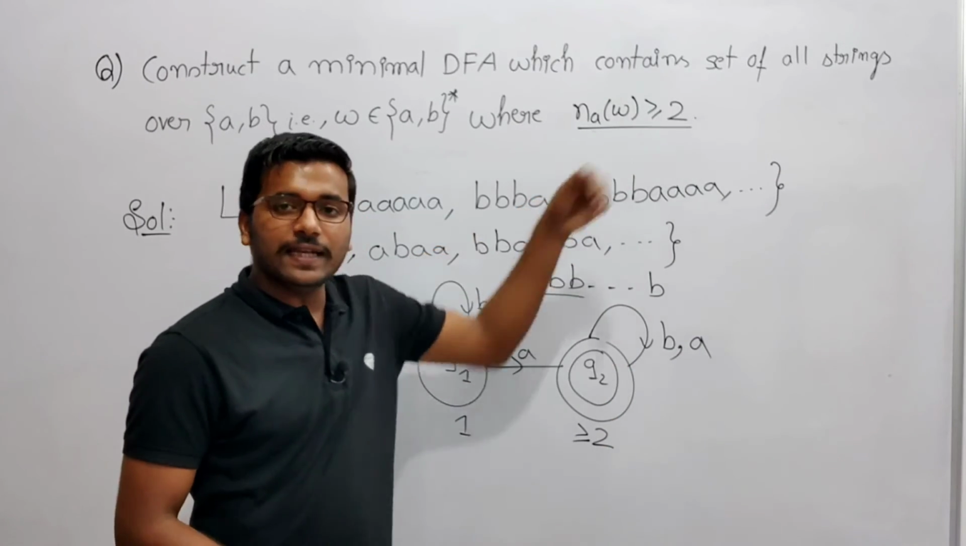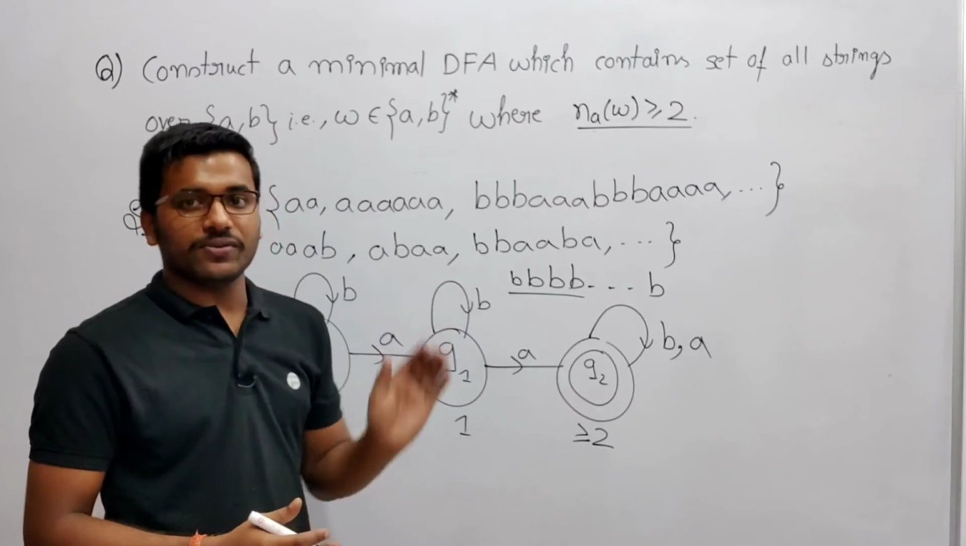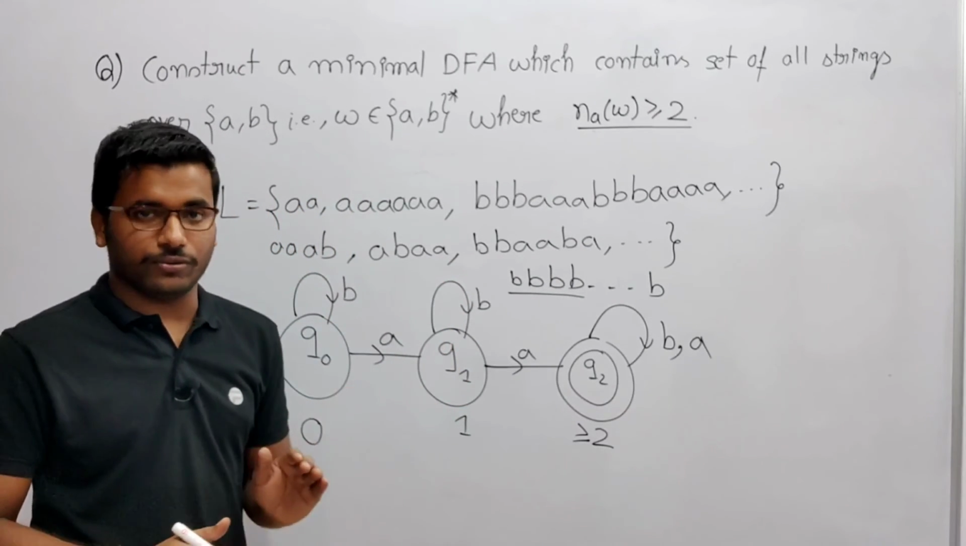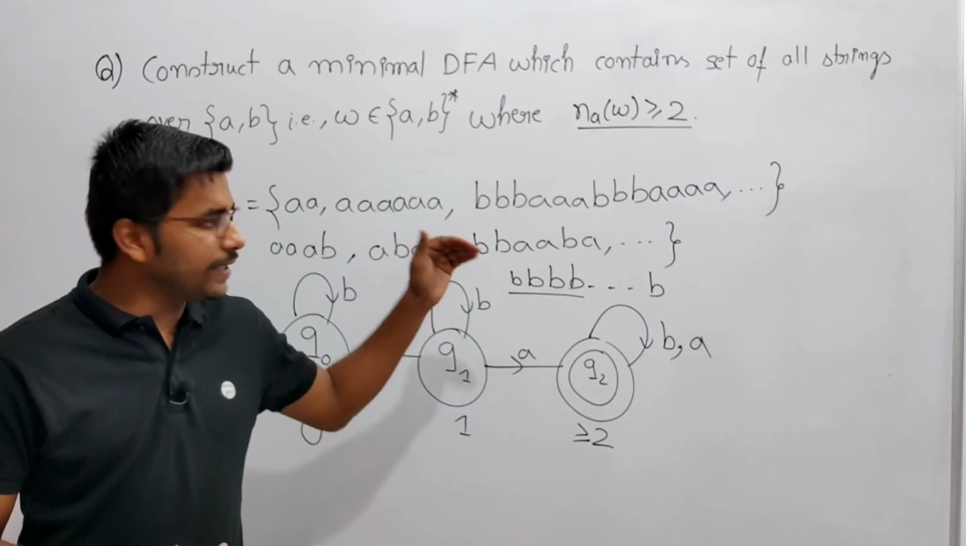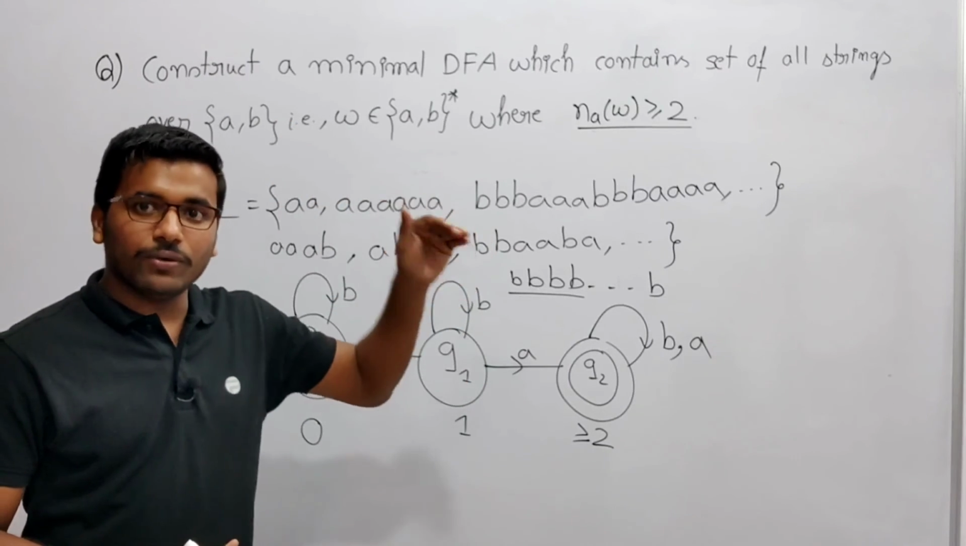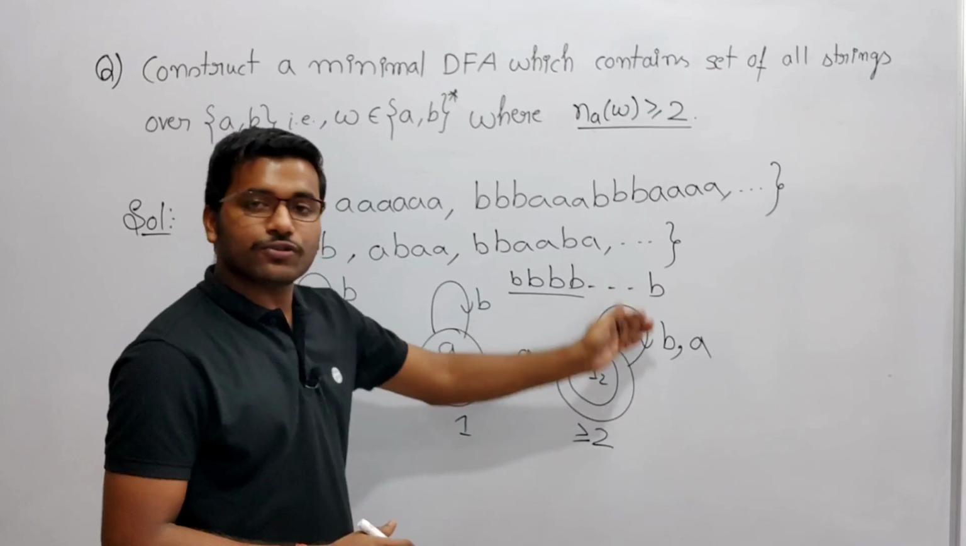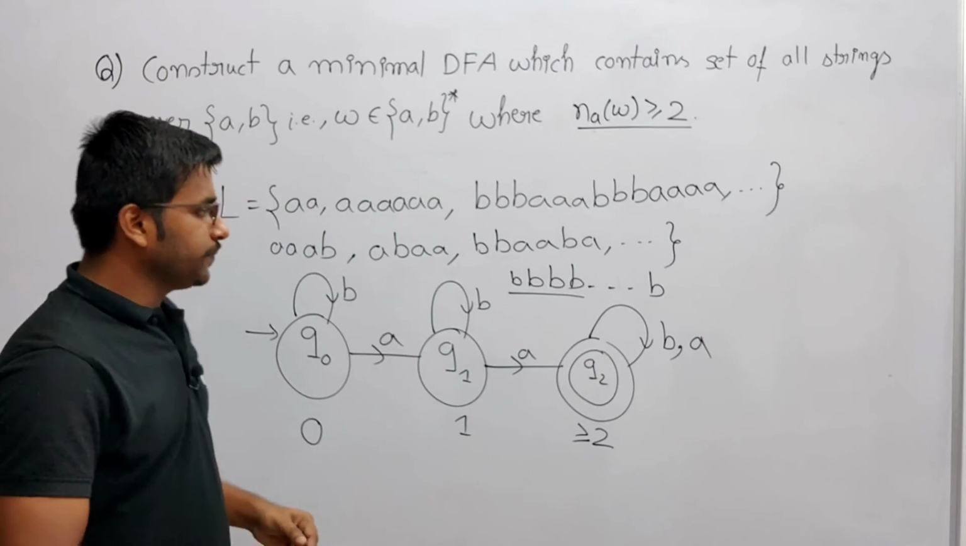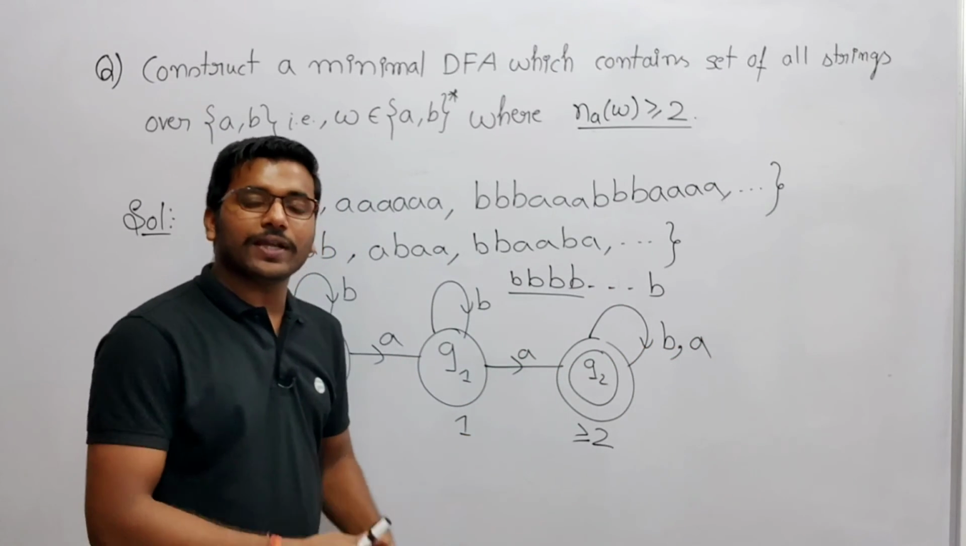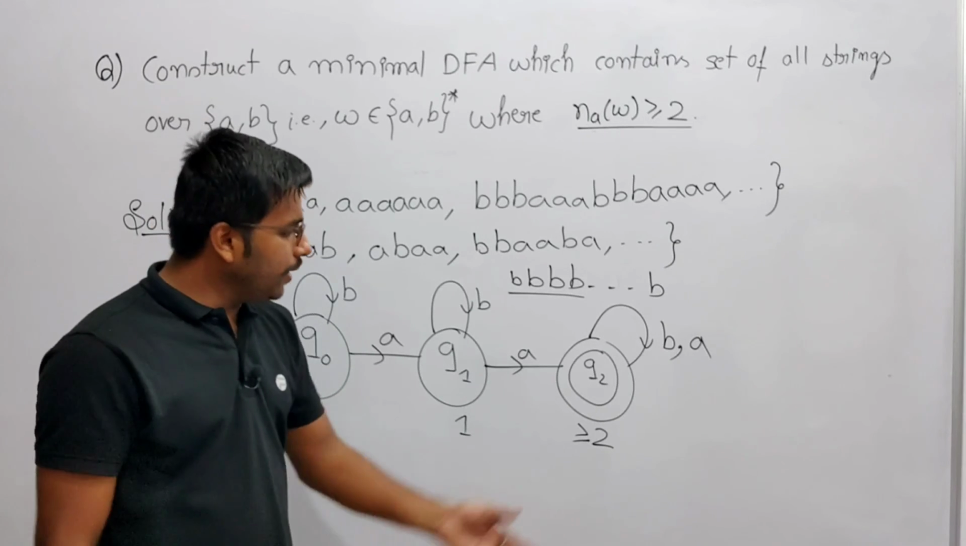Because now the condition is saying it can even be greater. In the previous example it was saying that it should be equal to, but it's saying it can be greater than also. Equal and greater. So no need to create a dead state. After reaching this state, if you are getting any combination of a and b, you will accept it.